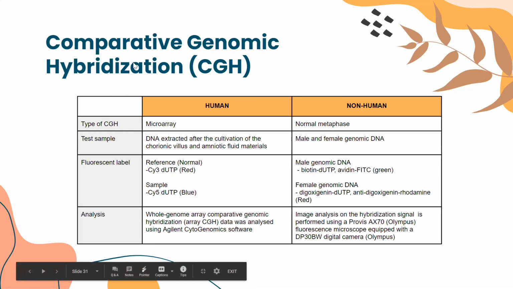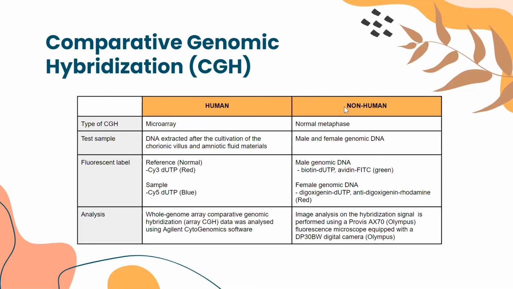Okay, next is comparative genomic hybridization (CGH). Human and non-human differ in the type of CGH used. In the human, the article uses microarray CGH, while the non-human article uses normal metaphase CGH. In terms of the test sample, in the human article, the DNA is extracted after the cultivation of the chorionic villus and amniotic fluid materials, while for the non-human, the test samples are the male and female genomic DNA of the Komodo dragon.